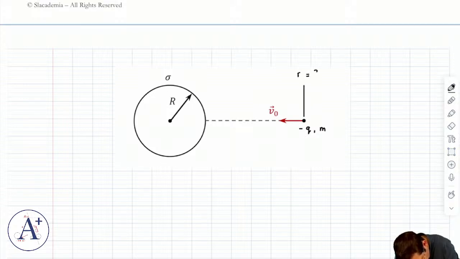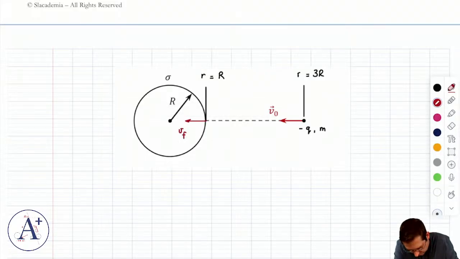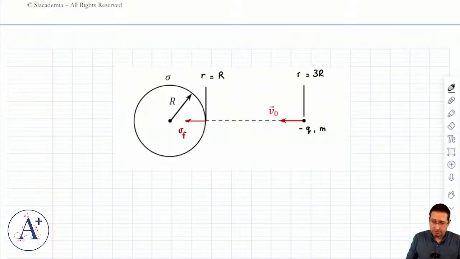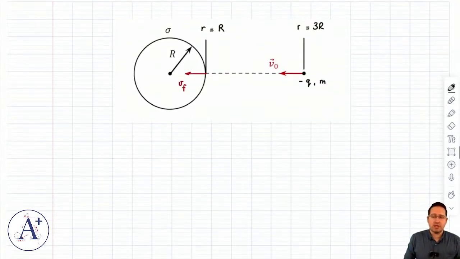That is big R, and it's going to collide with the cylinder here at r equals big R. Again, let's remind ourselves that the speed upon impact is not zero, right? Otherwise, it's not an impact. So v final is not zero. We're going to figure out what it is.